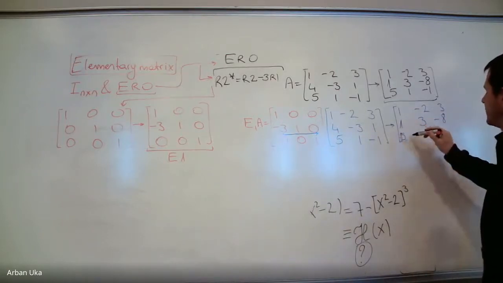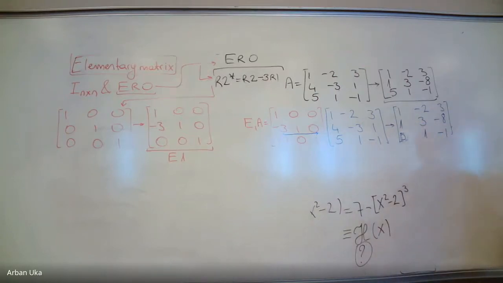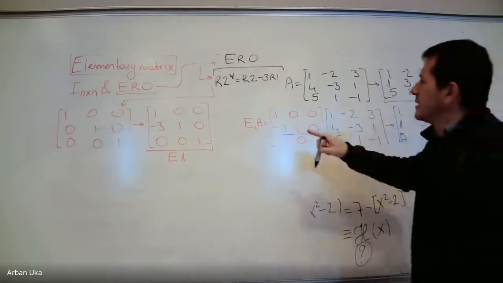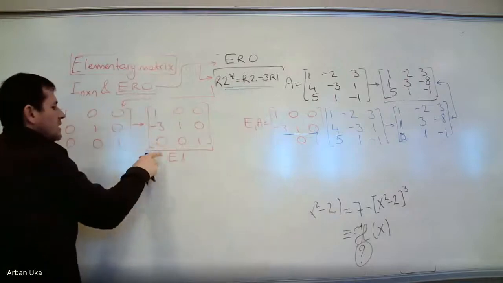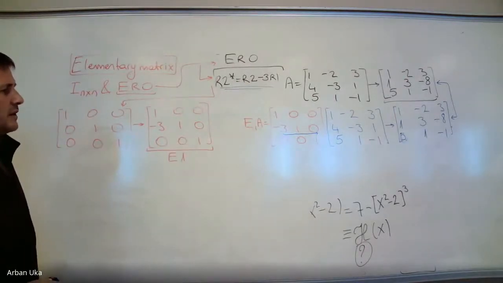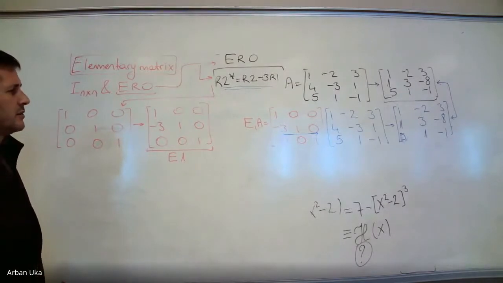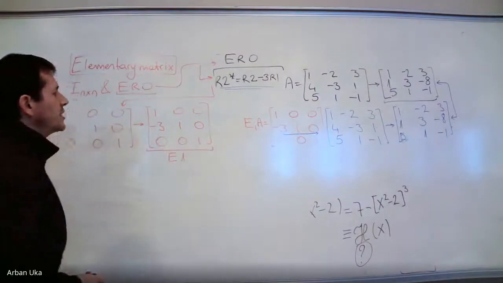This is 5, 1, minus 1. So if we look carefully, we observe that these two are equal. Okay, so it looks like applying this elementary row operation here and applying this E1, they are equivalent. So apparently we have determined a matrix which conducts this elementary row operation.